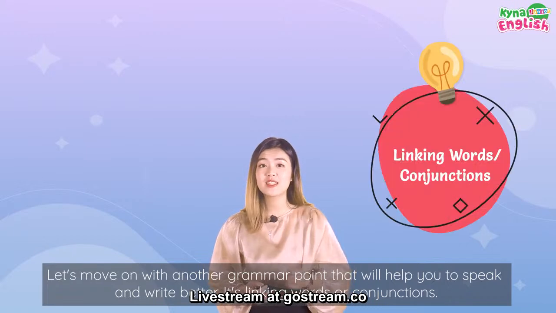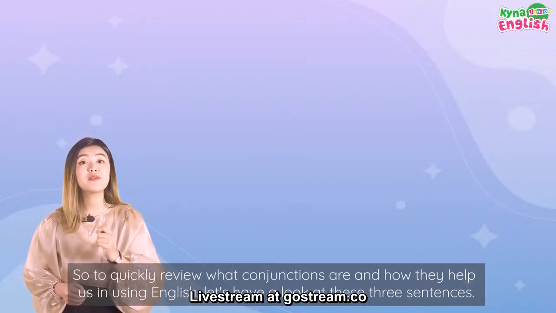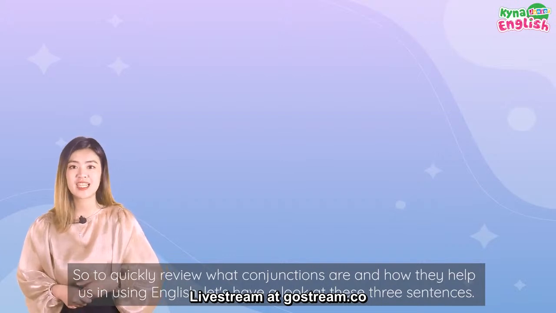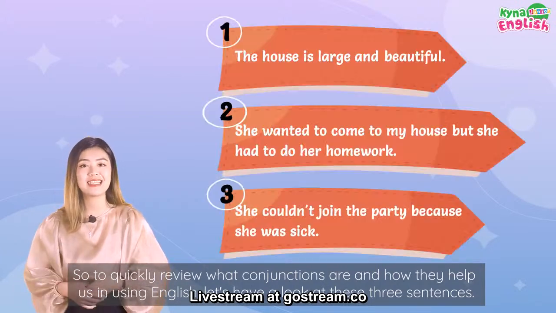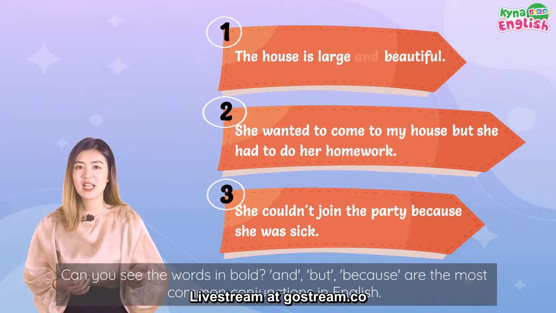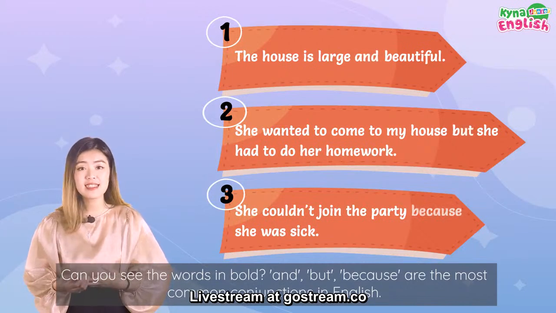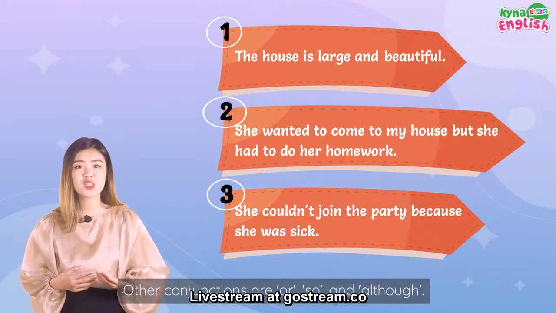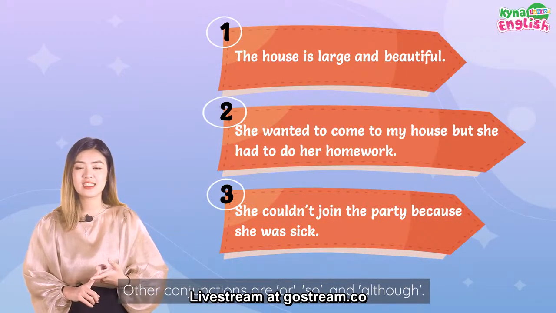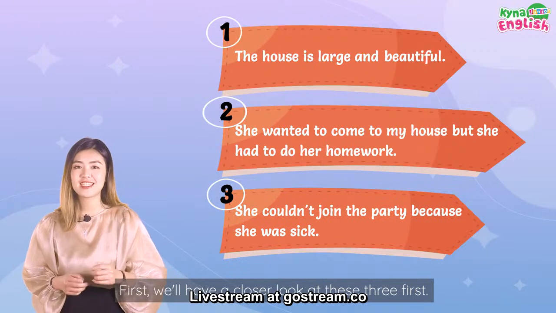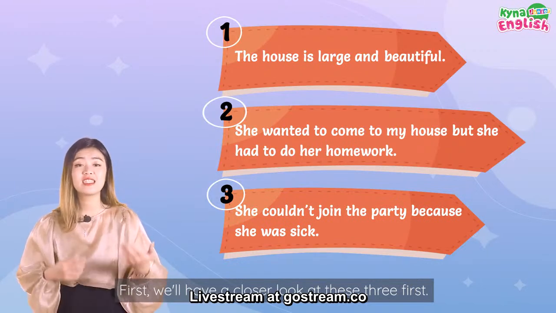It's linking words, or conjunctions. So, to quickly review what conjunctions are and how they help us in using English, let's have a look at these 3 sentences. Can you see the words in bold? And, but, because are the most common conjunctions in English. Other conjunctions are or, so, and although. First, we'll have a closer look at these 3.